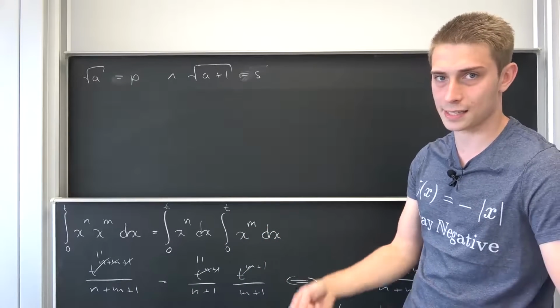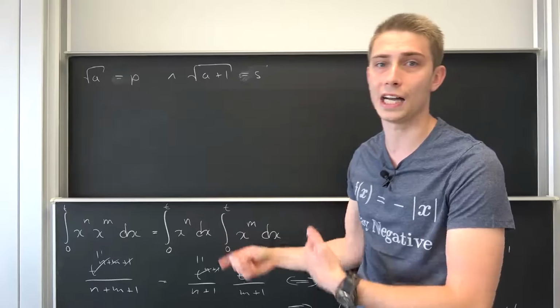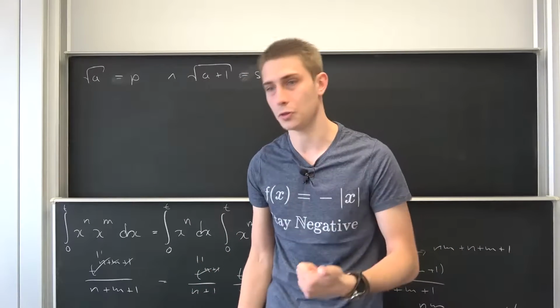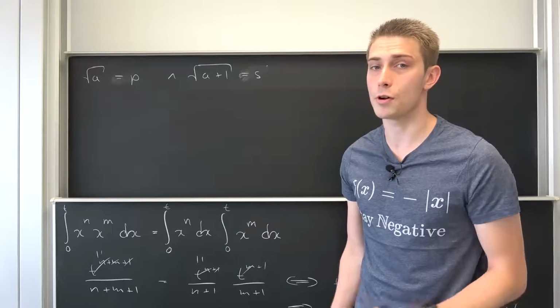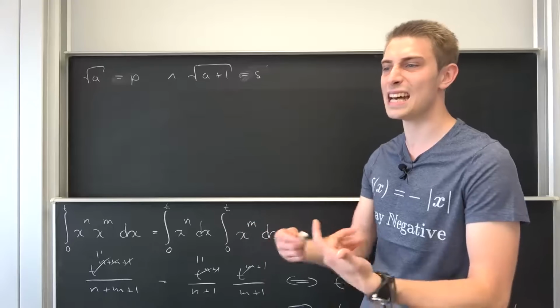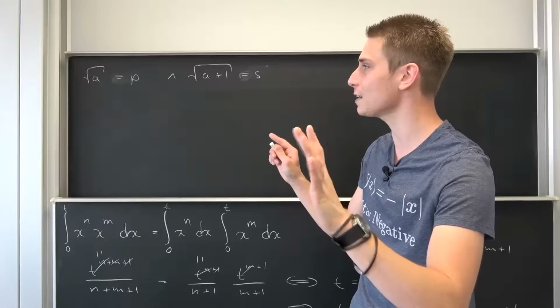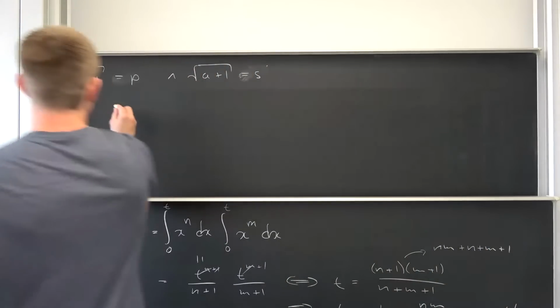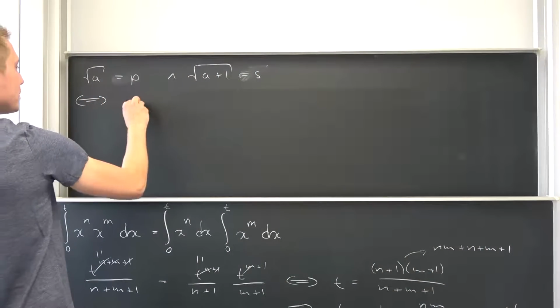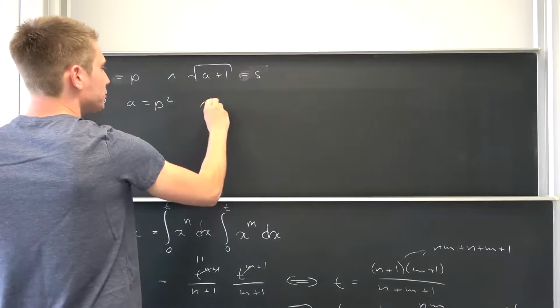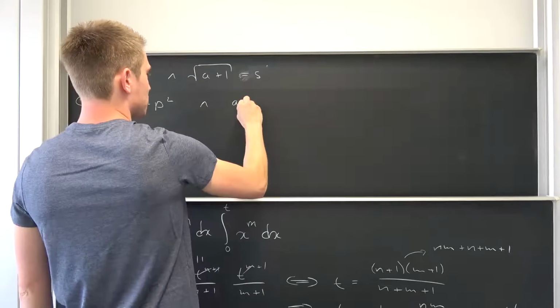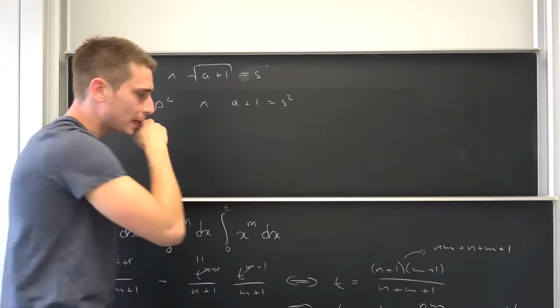I hope this does make sense to you, okay? For example, square root of 9 is 3, that's a natural number, cool. 9 is also a natural number, but square root of 5, not good, not even in Q, okay? Doesn't work. Meaning we can square both sides, resulting in a being equal to p squared, and also we have a plus 1 being equal to s squared.